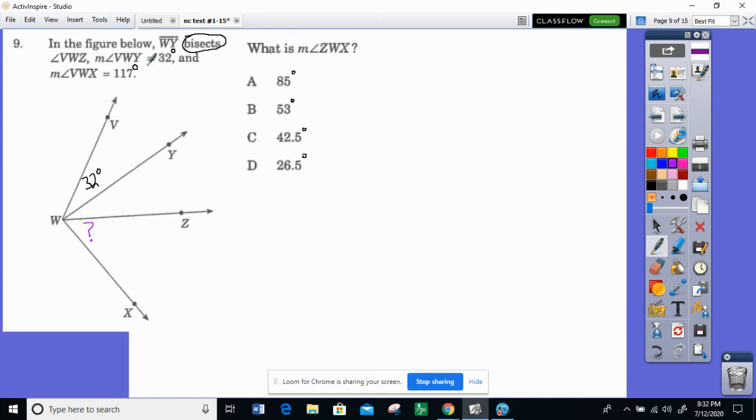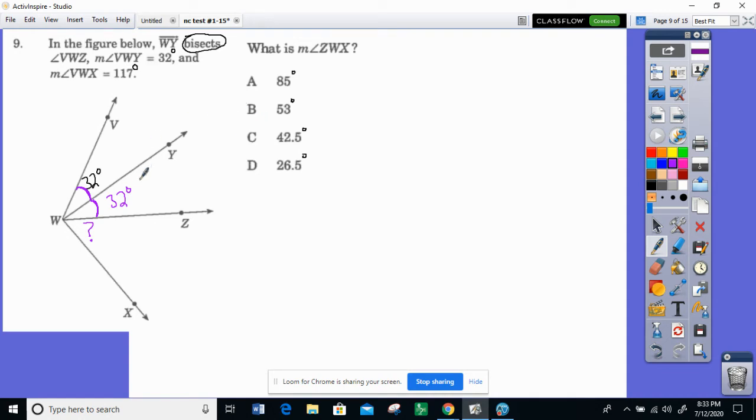Well, when it says that ray WY bisects angle VWZ, what does it mean to bisect something? That means to split it into 2 congruent parts. So that means that this angle VWY is congruent to this angle YWZ. Well, if those 2 angles are congruent, then angle YWZ must also measure 32 degrees.